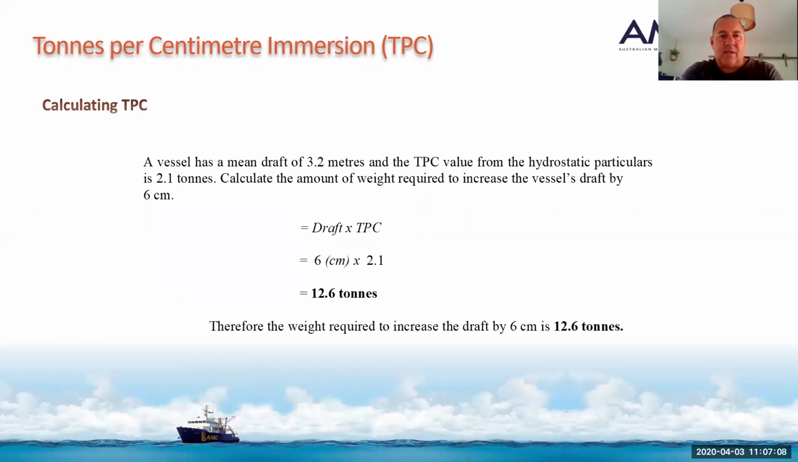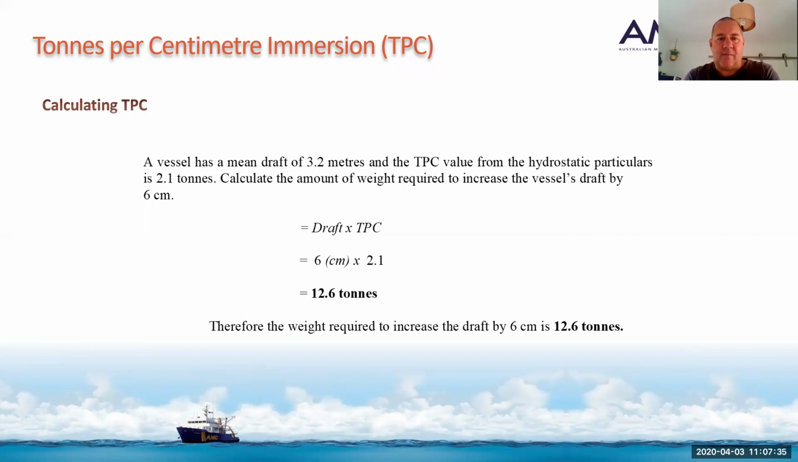The next one: a vessel has a mean draft of 3.2 metres and the TPC value from the hydrostatic particulars is 2.1 tonnes. Calculate the amount of weight required to increase the vessel's draft by 6 centimetres. All right, so we know that our mean draft is 3.2 and the TPC value is 2.1 tonnes. So that is draft times TPC.